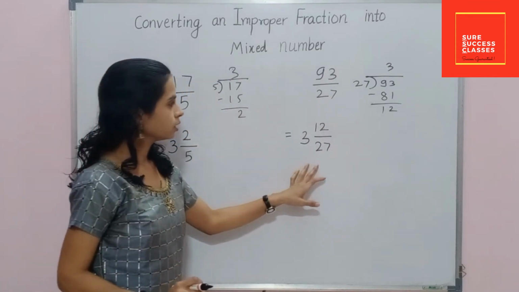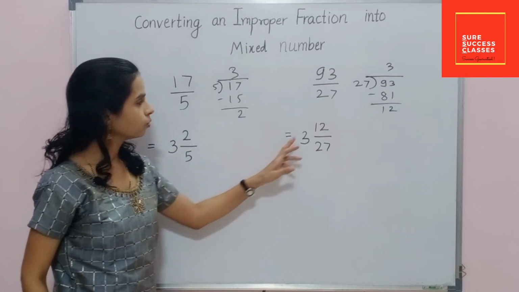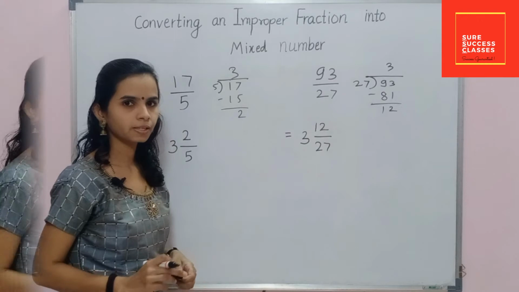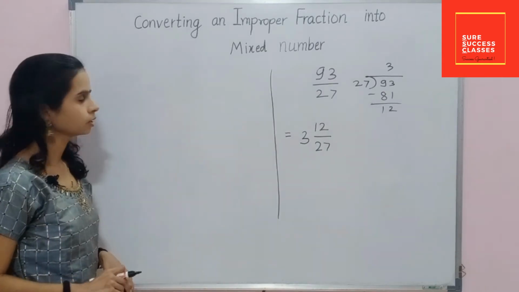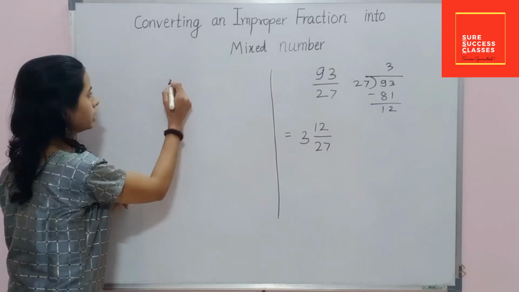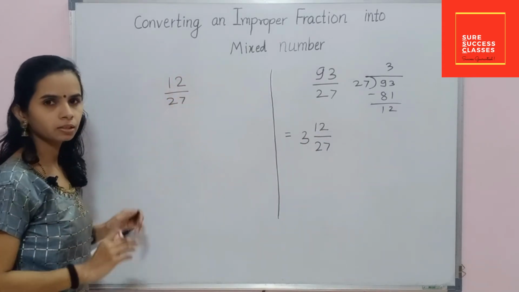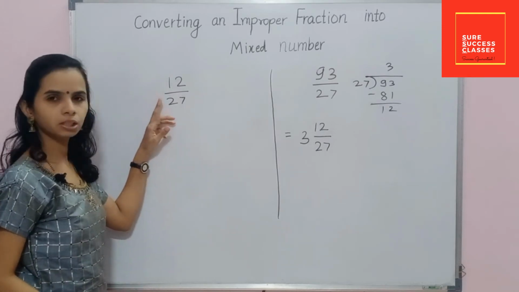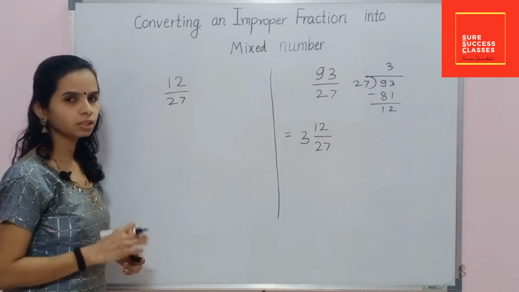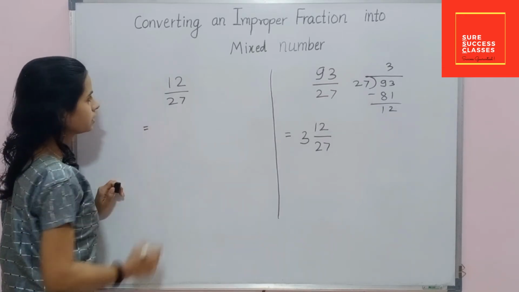If you see here this 12 and 27, here we can reduce this fraction. We will see through the example. Here this fractional part 12 divided by 27. These both numbers are divisible by number 3. Means here we are reducing it to its lowest form. What is it? We will see.